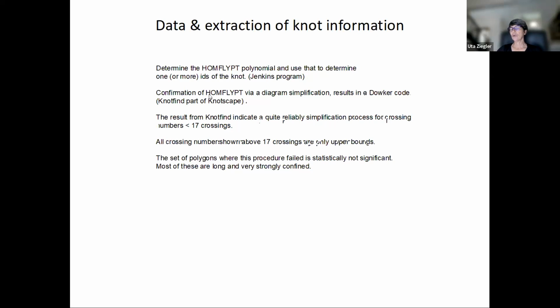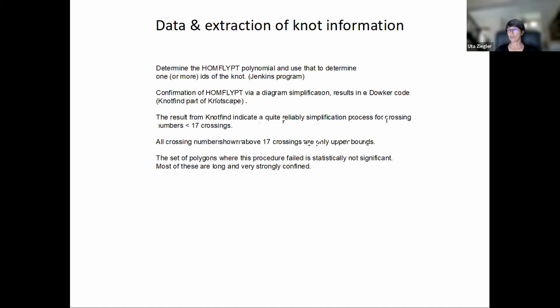We then also confirmed the HOMFLY polynomial using KnotFind, which is part of Knotscape, which simplified the diagrams we get, and that resulted in some kind of Dowker code. Based on us looking at many of these, we found out that KnotFind is quite reliable in simplifying these diagrams, at least for crossing numbers less than 17.